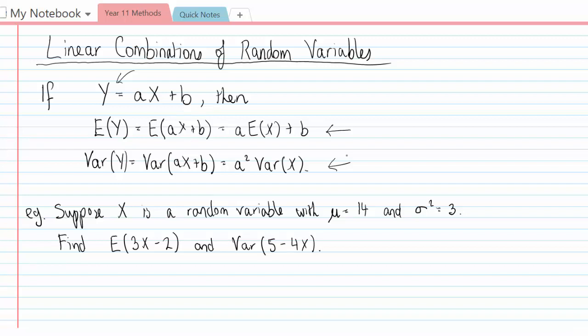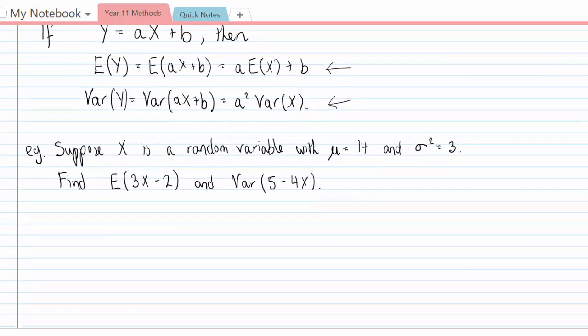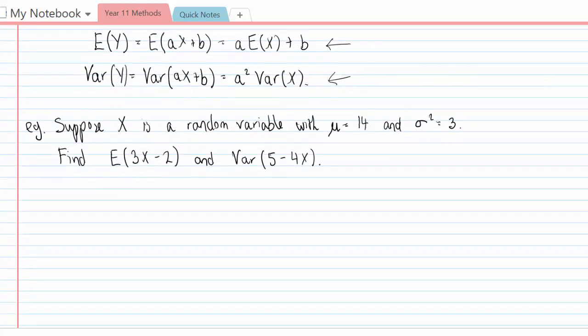I'm not going to go into the proof for these, but if you're interested, I think that your textbook will show you what that proof is. So we're just going to jump into some examples here and use them to help us. So we know that x is a random variable with an expected value of 14 and variance of 3.